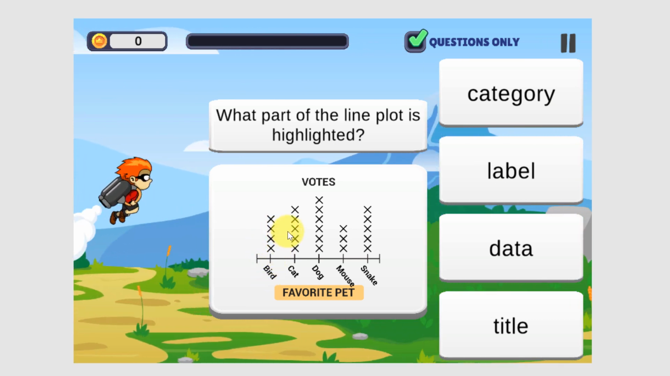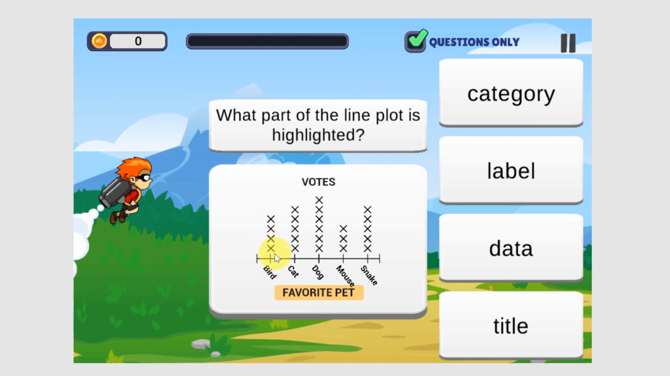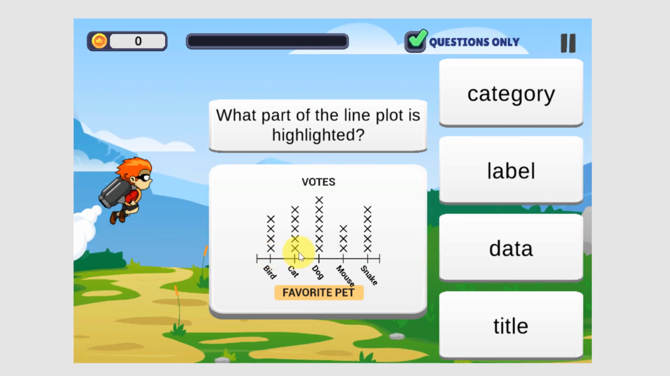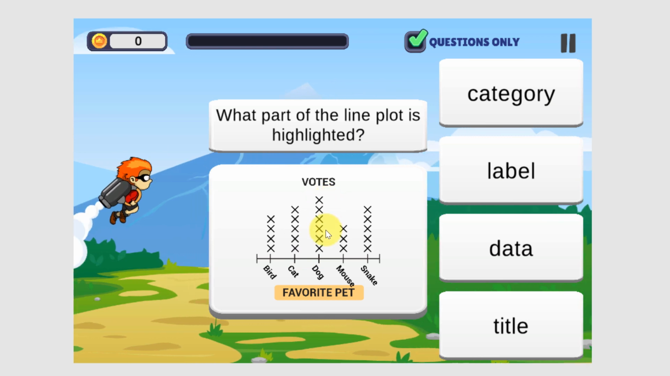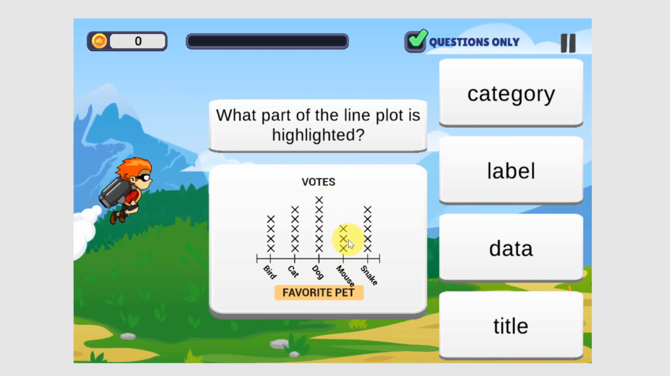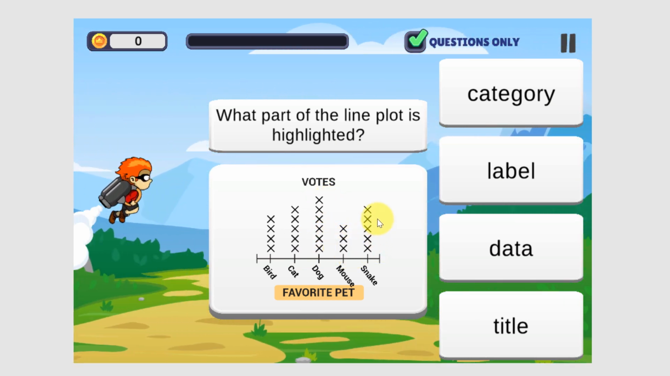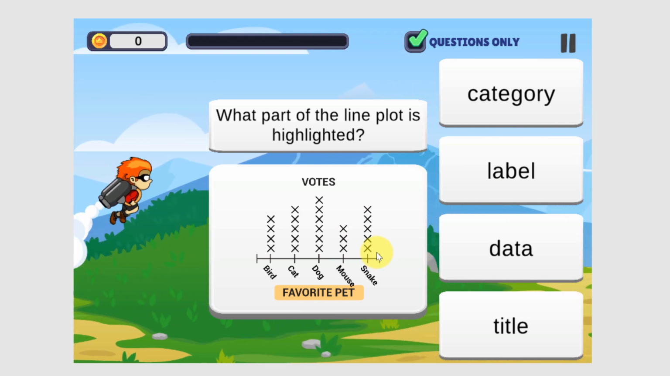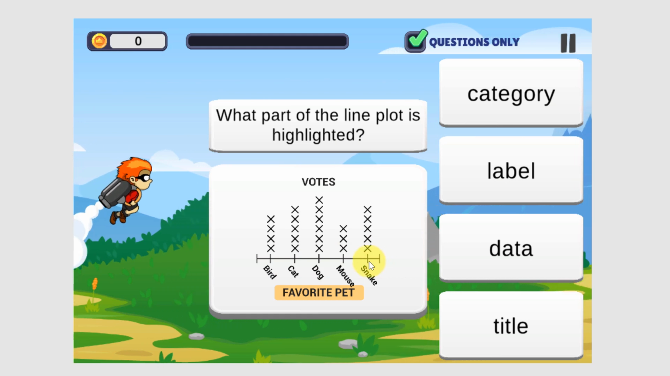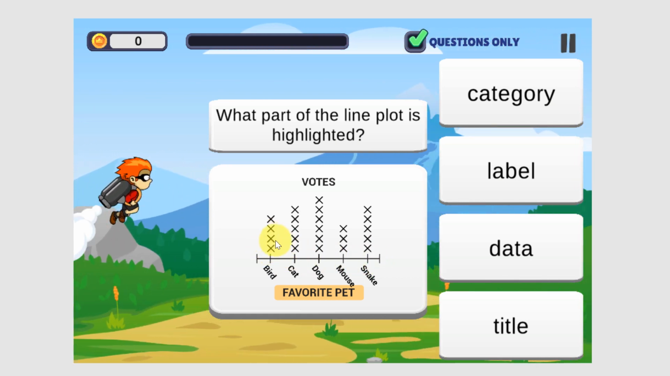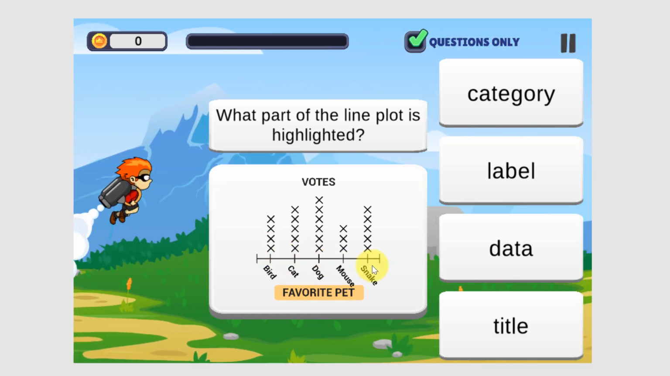So you can see here that out of all the people who voted, 4 people voted for bird, and 5 people voted for cat, and 6 people voted for dog, 3 voted for mouse, and 5 voted for snake. So this is called a line plot. You can tell because it has a line on it, and the information, the data, is plotted above each item.